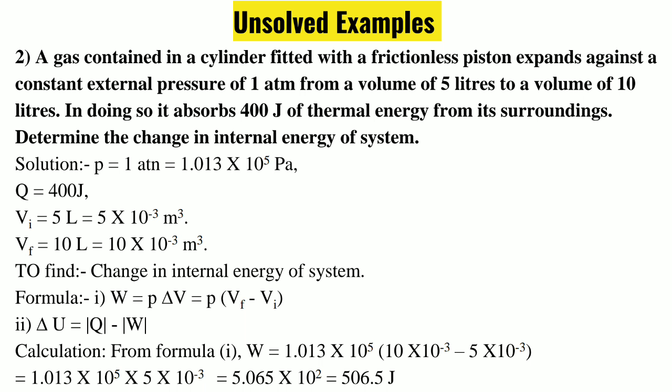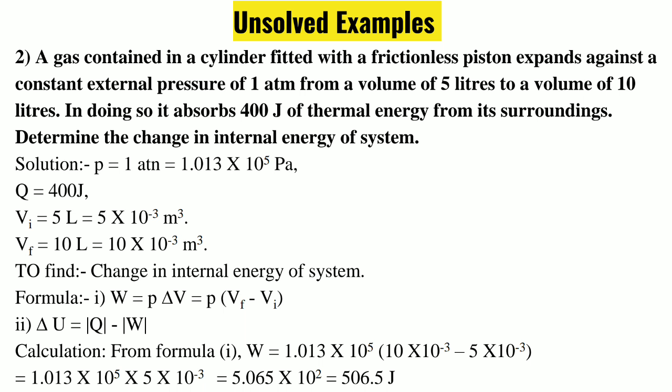ठीक है, अभी क्या करेंगे? Now we will be finding this one. W, first of all, work done. Pressure means 1.013 into 10 raised to 5, और volume क्या है? 10 minus 5 into 10 raised to minus 3. After solving, we will be getting this answer as 506.5 joule.